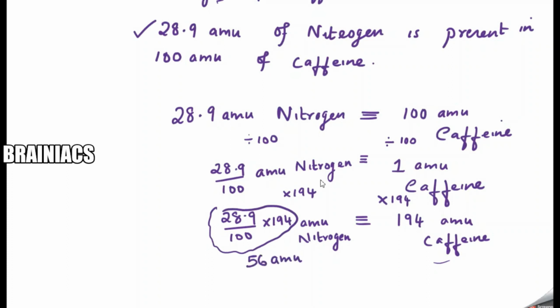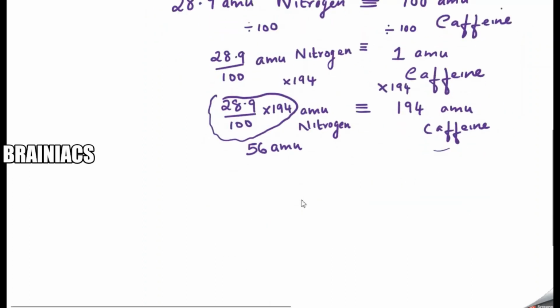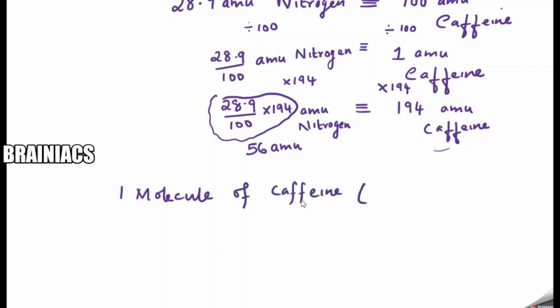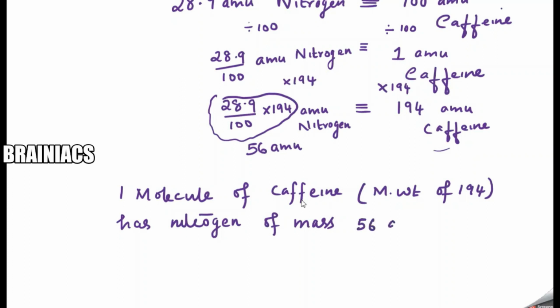So what does that mean actually? I will write the inference so you will get an idea. If I take one molecule of caffeine, which has a molecular weight of 194, one molecule of caffeine has nitrogen of mass 56 AMU. But are they asking how much mass of nitrogen is present in one molecule of caffeine? No, they are asking for the number of atoms of nitrogen. Correct.